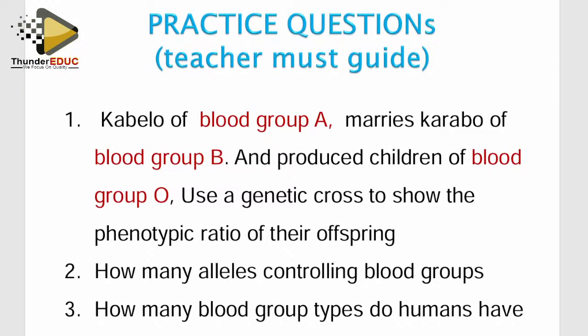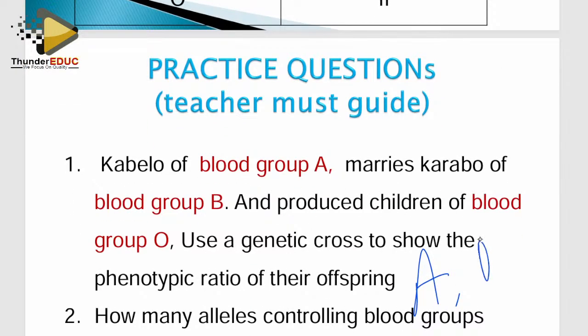Is it possible for a man of blood group A to marry a lady of blood group B and produce a kid of blood group O? I hope those who went for drinking water are back, because I want to start the pedigree. Tell me, yes or no.